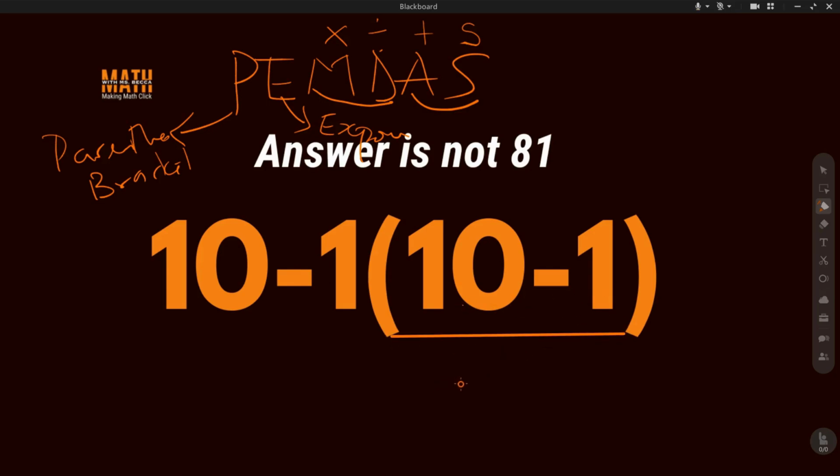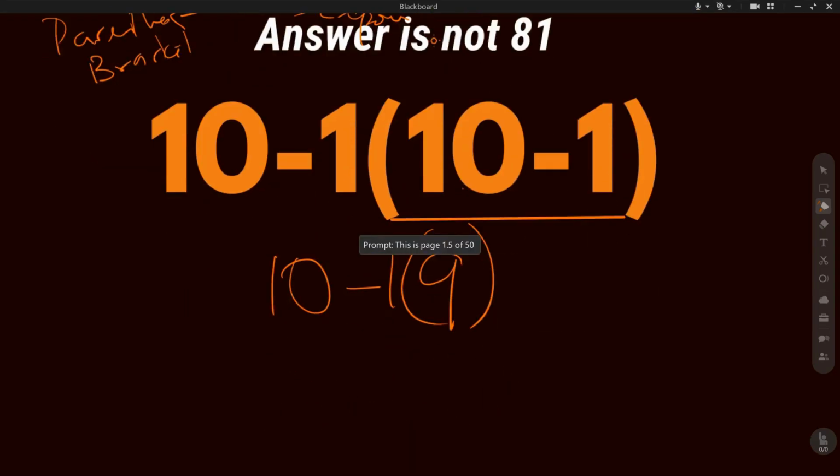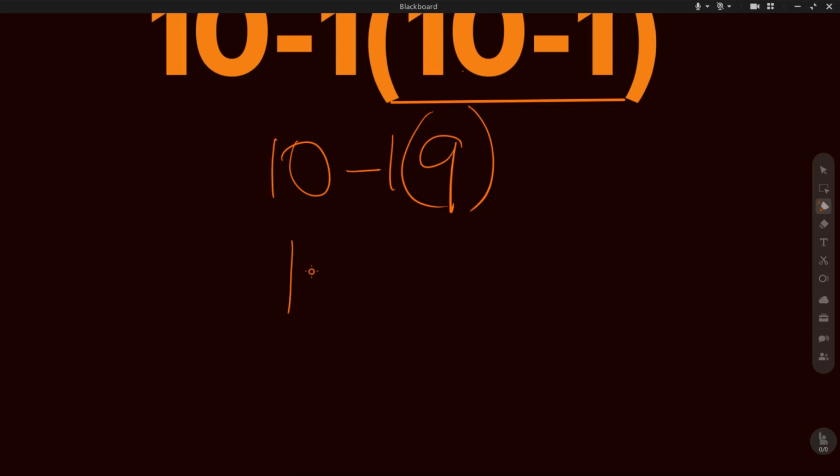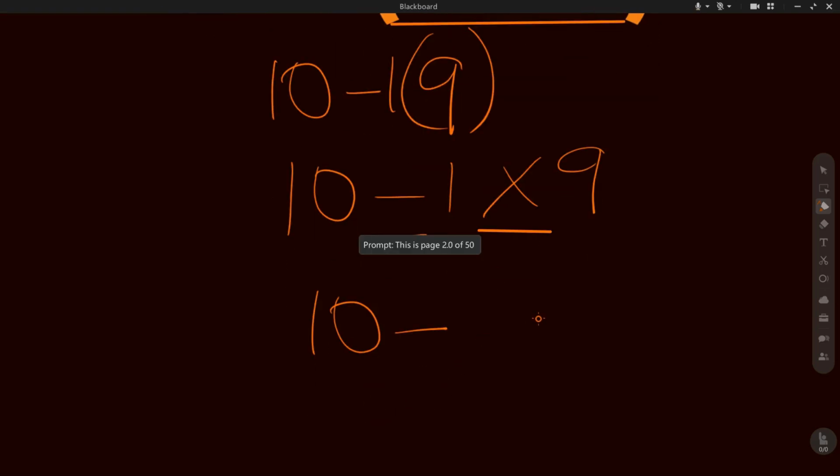10 minus 1, this gives 9. So this becomes 10 minus 1, then bracket 9, which is the same thing as saying 10 minus 1 times 9. Now we have subtraction and multiplication together. That means we have to multiply before we subtract. So we have 1 times 9 is 9. And then we are left with 10 minus 9, and that gives 1.